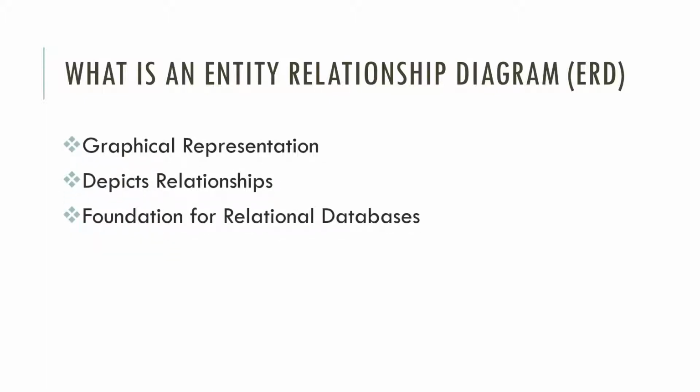An ERD is a graphical representation that depicts relationships between people, objects, places, and concepts. ERDs are a visual representation of how the data relates to one another and helps to organize this data. ERDs ultimately serve as a foundation to create relational databases. To build an ERD, there are three main components to be aware of. The first, entity, second, attribute, and third, relationship.